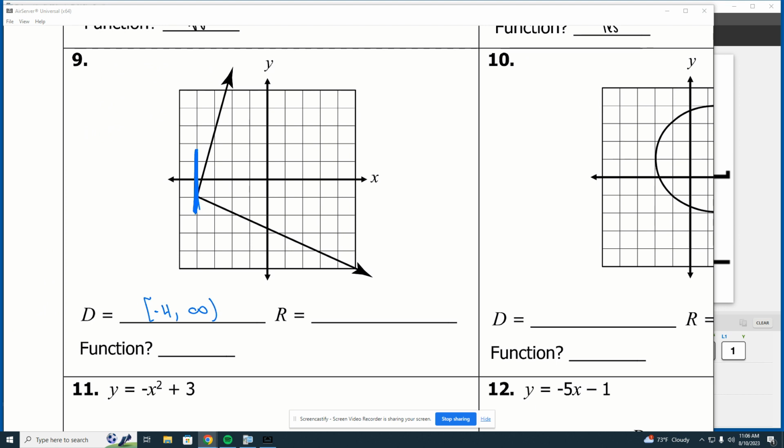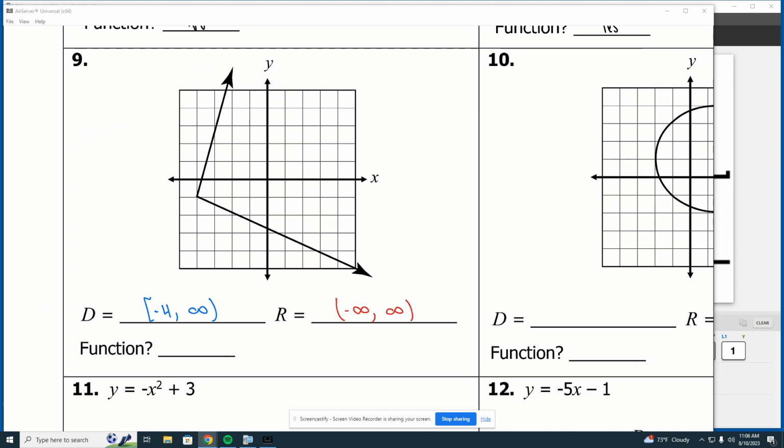Okay, now, don't get confused. Look at the range. Look at your lines, guys. Will this thing ever stop going down? No. It goes down and to the right forever. So what's the smallest value on the y-axis it could be? Negative infinity. Now look at going up. Does it ever stop going up? No. So how far will it go up? Infinity. So my range is unlimited.